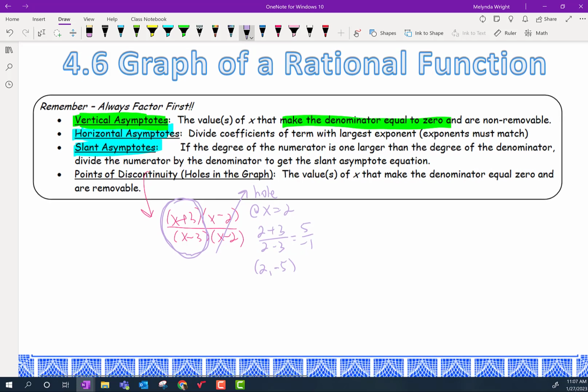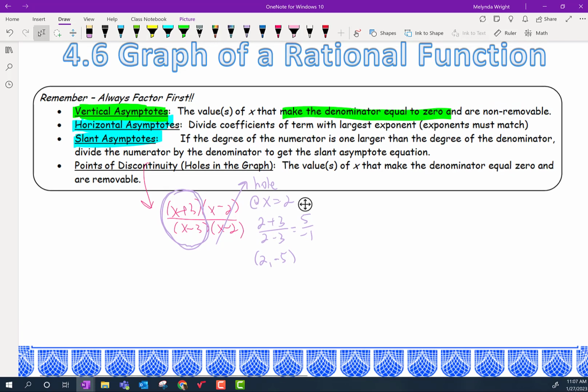Now, there are a couple of other things we need to talk about before we do our examples. One is that we always have to remember to factor first. The reason is to see if anything cancels out, to see if we have a hole. If we don't factor first, we would miss that we have a hole because we wouldn't have canceled it out. So it's really important that you factor first.